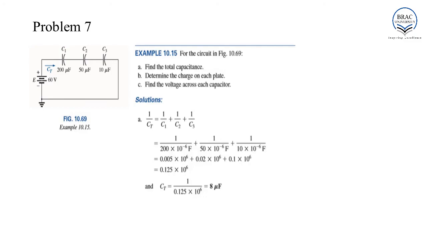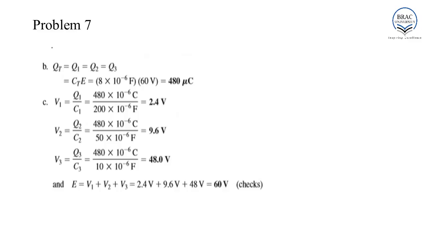Now, note that in series configuration, the charge across each capacitor is equal. That is, Qt equals Q1 equals Q2 equals Q3. We know that Q is equal to CV. We already know the source voltage E and we also know Ct. Therefore, we can easily determine Qt, which will be equal to 480 microcoulomb.